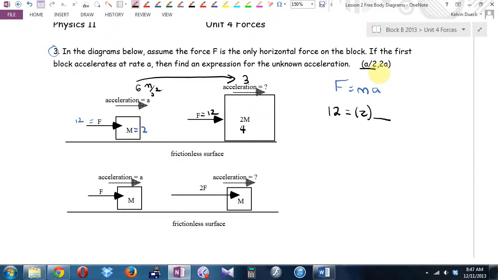So again, I would probably let F be 12, M be 2, A is 6. Oh, 2F, I guess that's going to be 24. What would happen to your acceleration? I might give you an algebraic one on your test, but a little bit different. And again, you can always make up numbers. Any others?